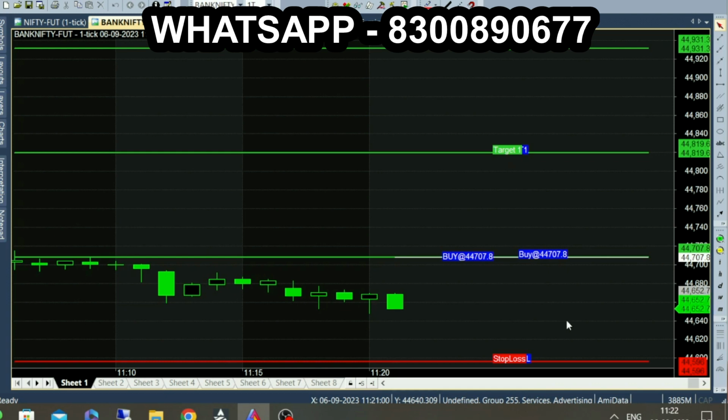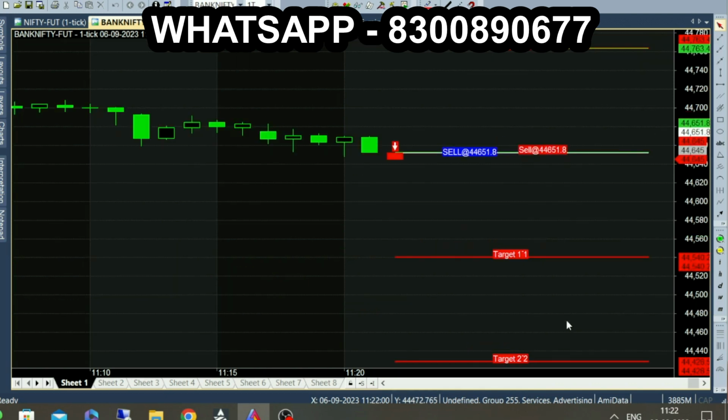Hi everyone. In this chart, calls are automatically generated like signals. Today it's Wednesday, September 6, after 11:20 in the market. A sell call was generated, and a red color candle opened.